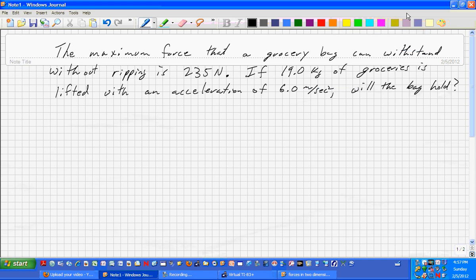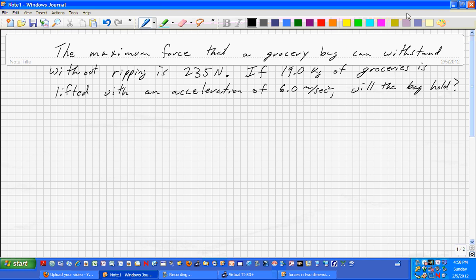This is an example of Newton's law in one dimension. In the vertical direction, we've got a grocery bag. The maximum force that it can withstand without ripping is 235 newtons. That 19 kilogram bag of groceries is going to be lifted with an acceleration of 6 meters per second squared. We want to know if the bag will rip or not.